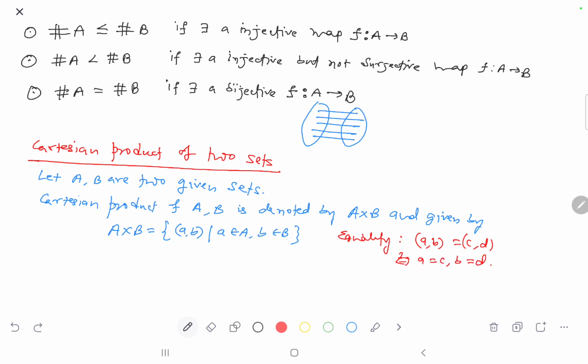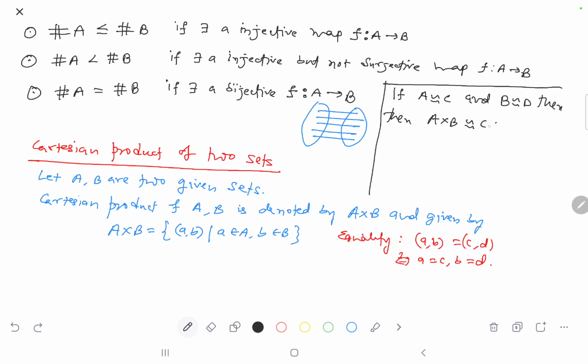Now let me write down a theorem. It is from your homework. If A is equipotent with C and B is equipotent with D, then A cross B is equipotent with C cross D.